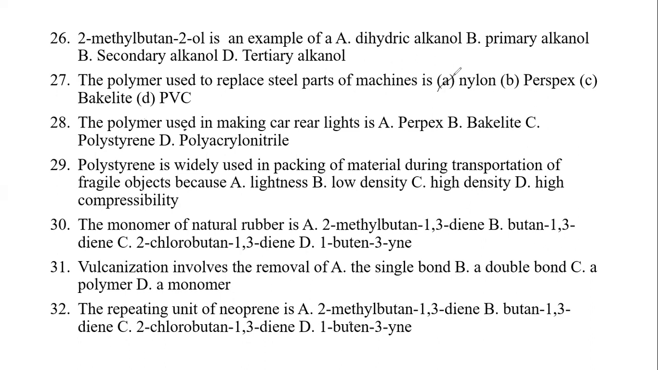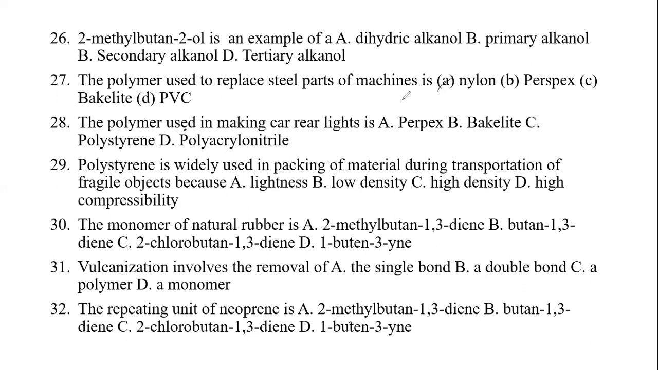Perspex is used to make carrier lights. Bakelite is used to make plugs, the plug and the switches, all those things. PVC is used to make pipe. So nylon is used to replace steel parts of machine. Option A is the answer to number 27.